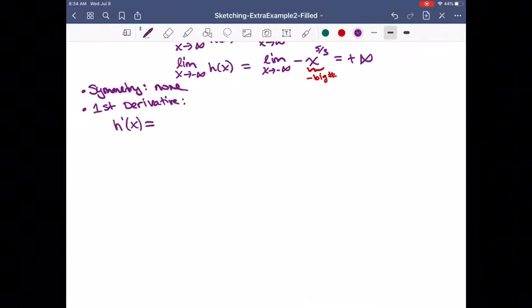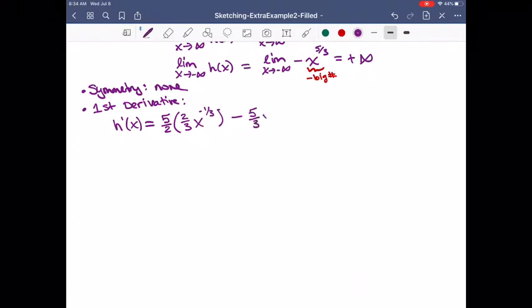So h prime of x: we take out the constant 5/2, and then we bring the exponent down, which is 2/3, and then it's going to be x to the 1 less. So that's going to be x to the negative 1/3. And then I subtract 5/3 x to the 2/3.